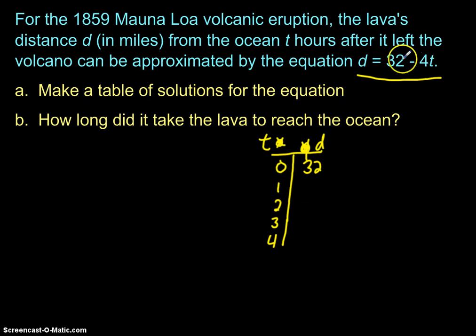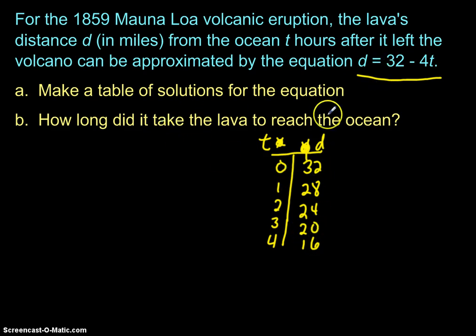I plug in 1 for t. It's going to be 32 minus 4, which is 28 miles from the ocean. At 2, it's going to be 32 minus 8, which is 24 miles from the ocean. Do you see the pattern here? It's going down by 4 every time. So 3 is going to be 20, and 4 is going to be 16, right? That's a table of values. We choose the x values, or in this case the t. The y values, or in this case the d, is determined by what we choose here. We substitute these into the equation to get these.